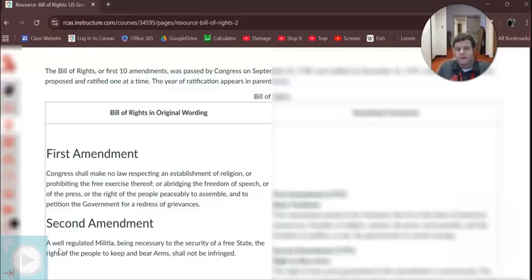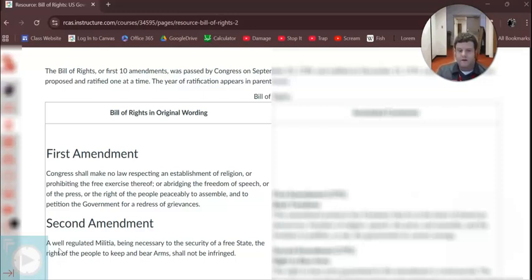Today we're going to be looking at the first 10 amendments, also referred to as the Bill of Rights. Now, the Bill of Rights were passed initially in 1789 and then ratified in 1791. This is the only time where we have a whole bunch of amendments put through all at the same time. Typically, amendments are done one at a time.